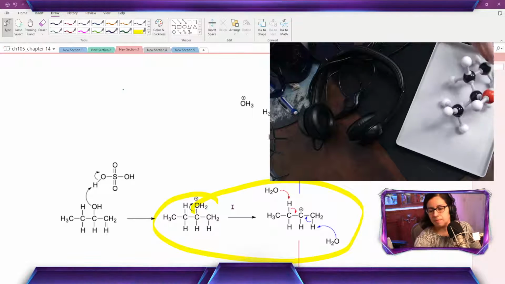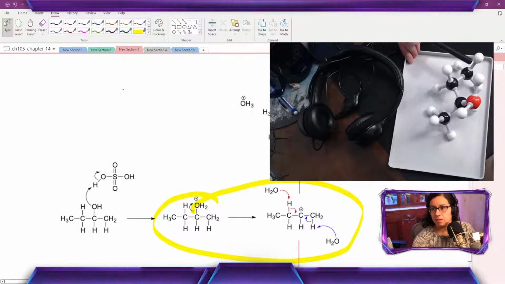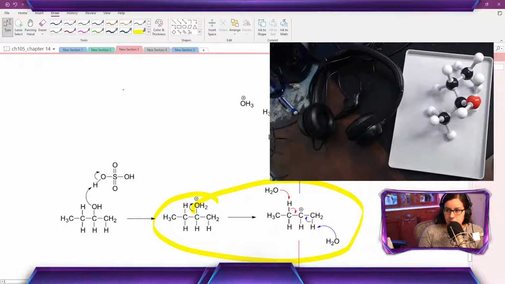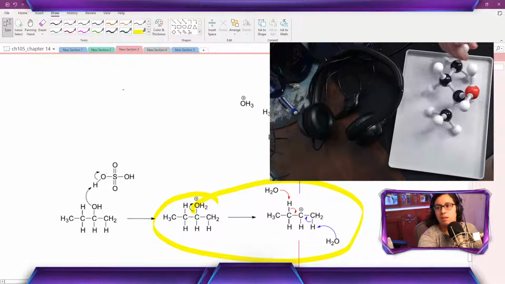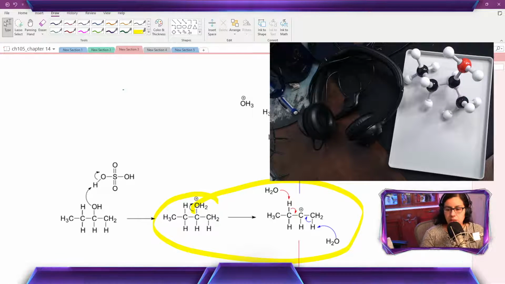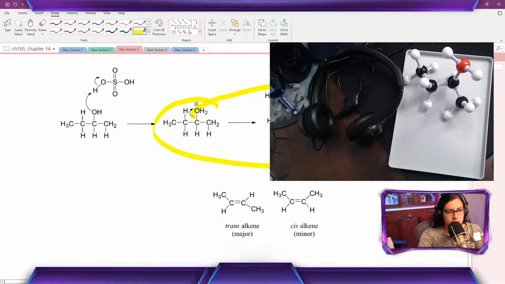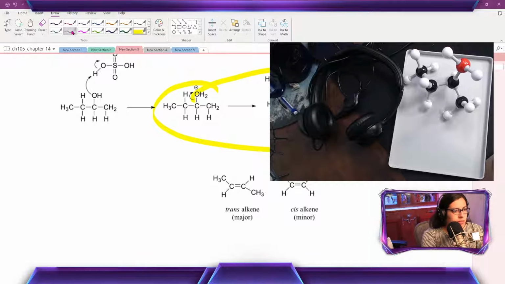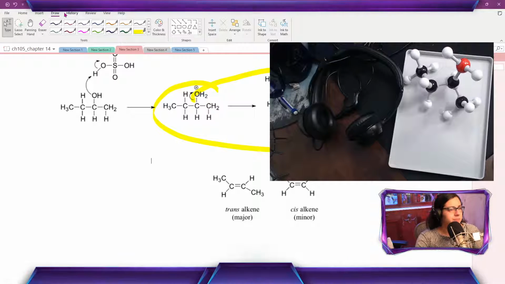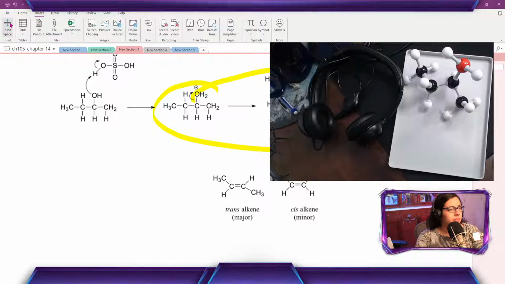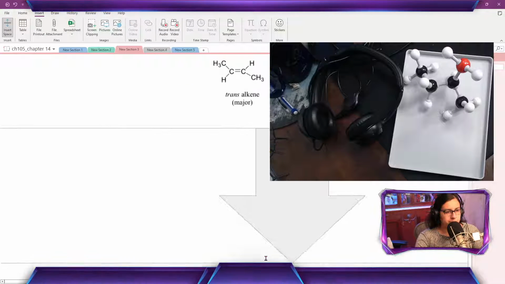And so we're asking ourselves, which one of these hydrogens is more favorable to be lost? So are we going to lose this hydrogen and form our double bond here? Or will we lose this hydrogen and form a double bond here? And so that's what we're asking ourselves. So let's go back, because I just really want to break this down so we can think of what our products would be.